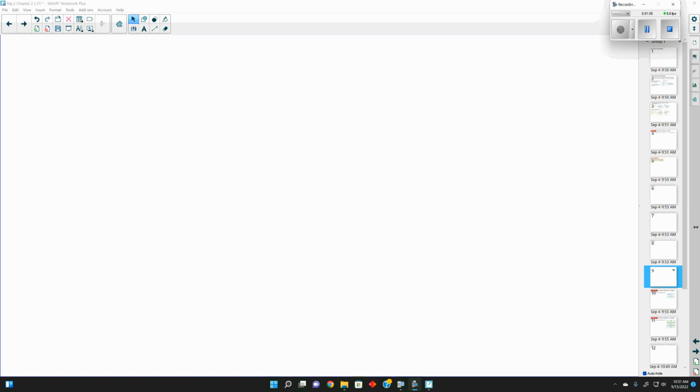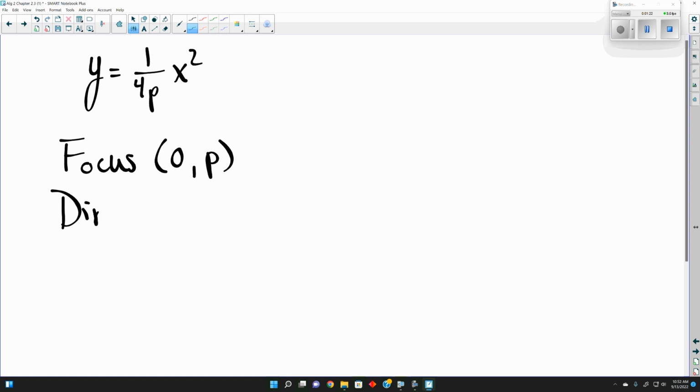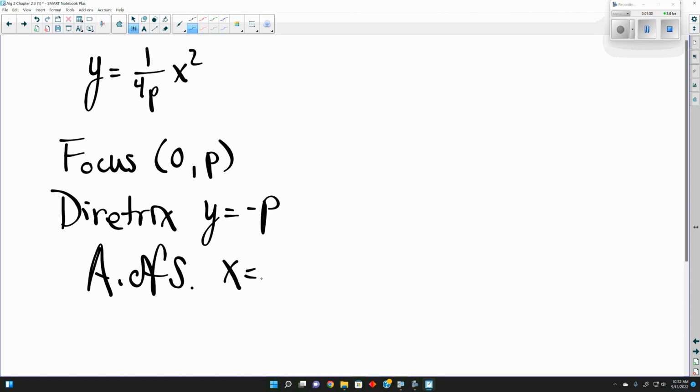So what we covered yesterday was this focus on a parabola. And we had two main equations. One of them was our y equals 1 over 4p times x squared, where the focus is our point 0, comma p. And our directrix was the equation y is equal to negative p. And the axis of symmetry is the equation x is equal to 0.